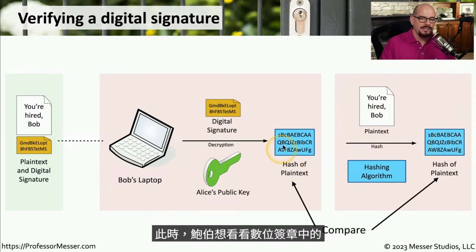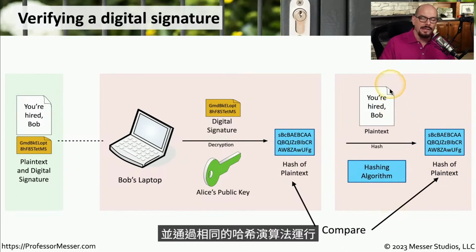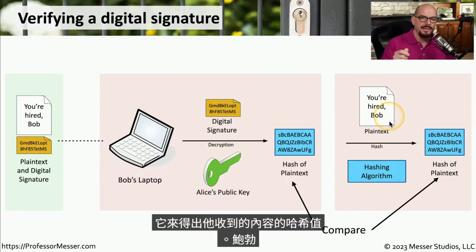Bob can now do a comparison to see if the hash that was included with the digital signature is the same as the hash that he manually created from the plain text. And if that matches, we not only know that the information we received is exactly the same as the information that was sent, but we know that it had to be sent from Alice.